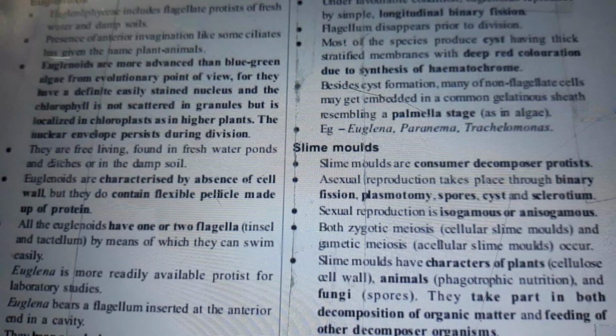Most of the species produce cysts, which have thick stratified membranes with deep red coloration due to synthesis of hematochrome. Besides cyst formation, many of the non-flagellate cells may get embedded in a common gelatinous sheath resembling a palmella stage as in algae, example Euglena, Peranema, Cephalomonas.